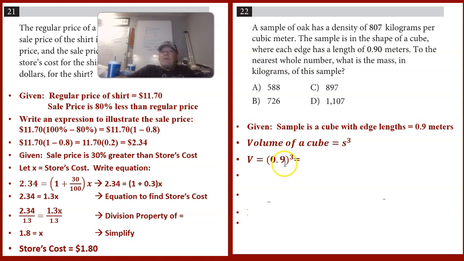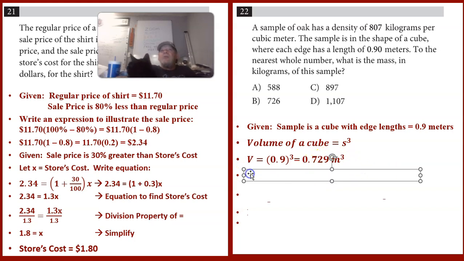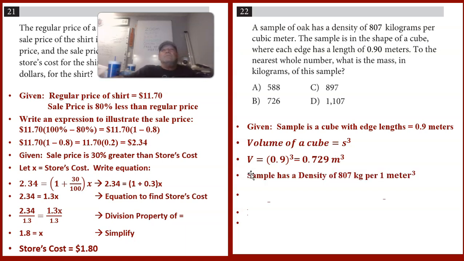So what's given? That the sample is a cube, and we're told that the length of each side is 0.9 meters long. The volume of a cube, the formula is side times side times side. So I just substitute using the substitution property of equality. Since S equals 0.9, I plug it in here. It becomes a calculator problem. 0.9 times 0.9 times 0.9 is 0.729, and meters cubed would be the unit. The sample has a density of 807 kilograms per 1 meter cubed. That ends up being our conversion factor. So I take my 0.729 meters cubed over 1, and I say that it equals 807 kilograms.